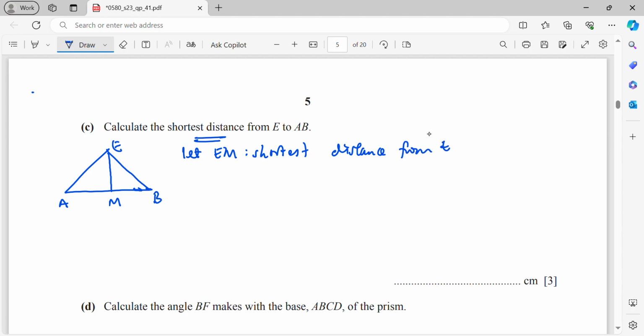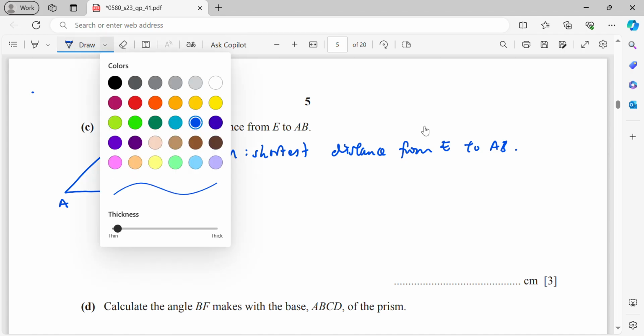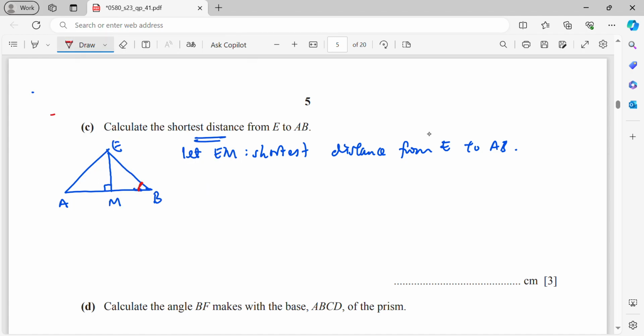From E to AB. Okay, so now here is 90 degrees. We have to find EM. We know that EBA is 32 degrees, right?